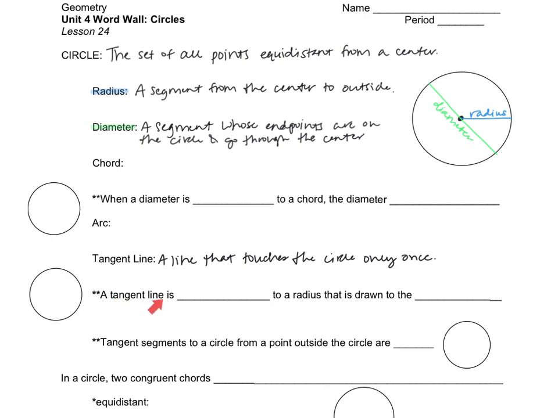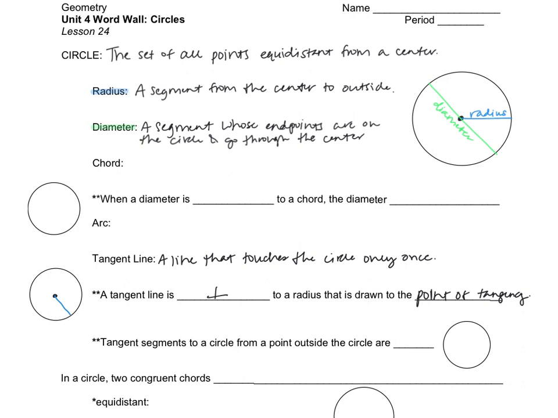Looking at this next part, we can fill it in too. It says a tangent line is blank to the radius that is drawn to the blank. That's where we last left off. Remember that point of tangency? We realized when we drew our tangent line and it touched our radius that it was perpendicular. So we're going to fill in here that a tangent line is perpendicular to a radius that is drawn to the point of tangency. We're going to draw that picture over here. I'm going to draw a radius. I'm going to make my center again, and then let's say I draw my radius right here.